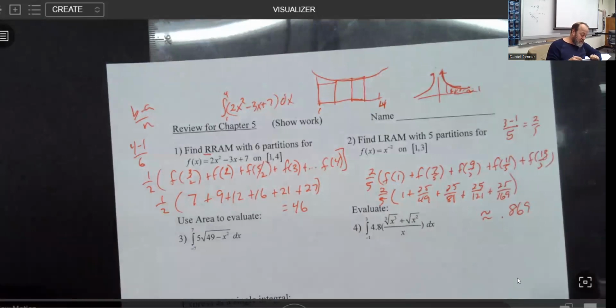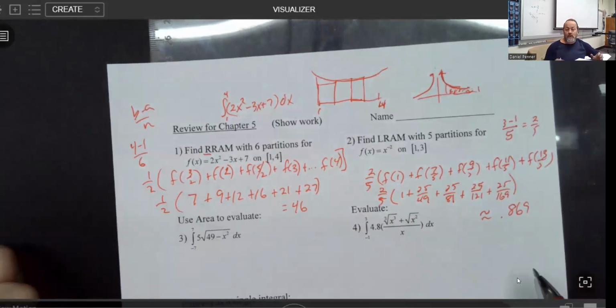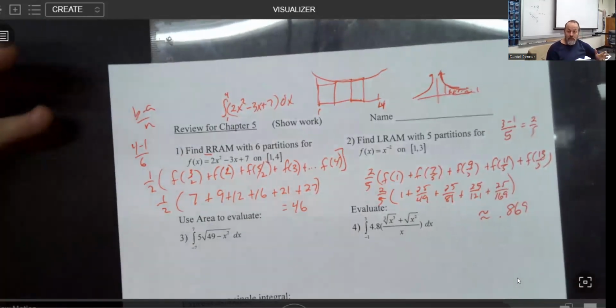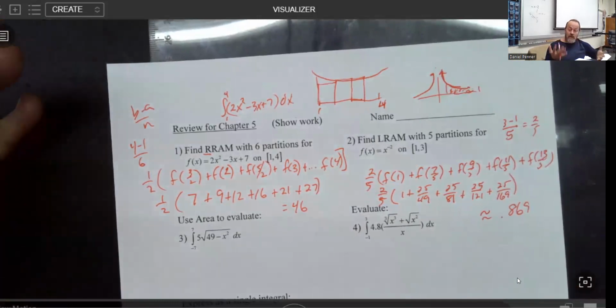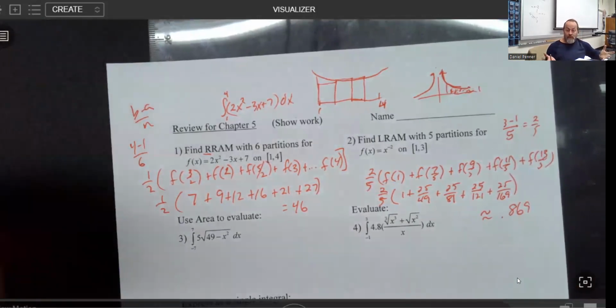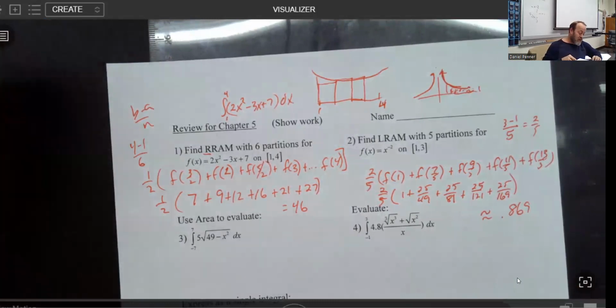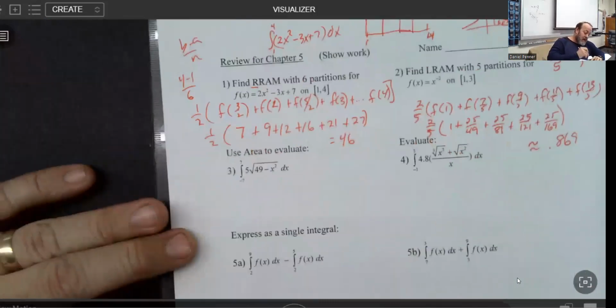Hopefully not particularly difficult. The test, of course, could have a midpoint Riemann sum, and it could have a trapezoid rule. So just be aware that we've done all of those things and we've looked at them fairly extensively. So kind of keep that in mind.